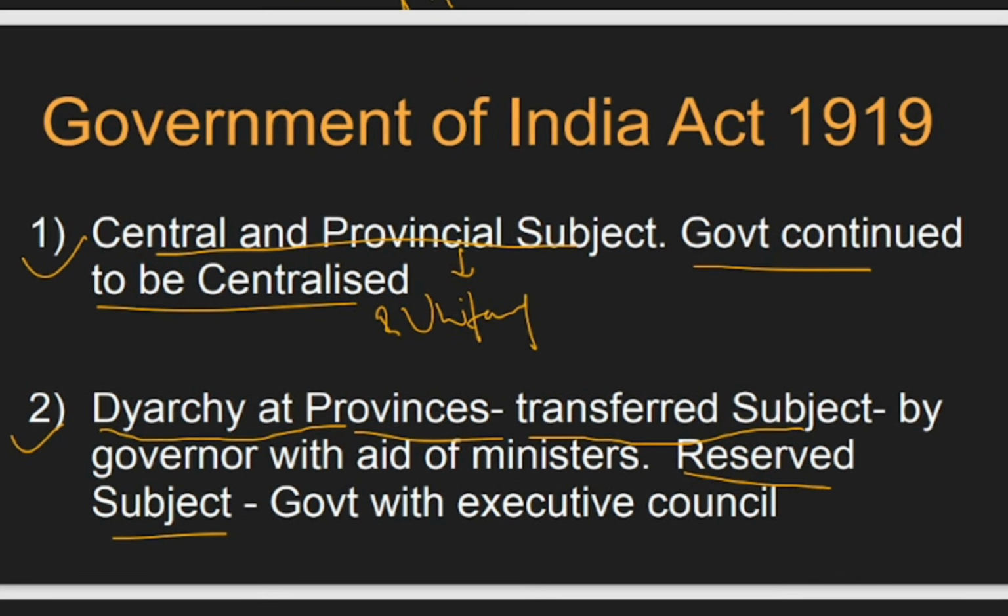The second point means the same which I explained just now. So diarchy at provinces: transferred subject was administered by the governor with the aid of ministers. Reserved subject, not government, it's governor with the aid of executive council. So I hope the second point is clear.